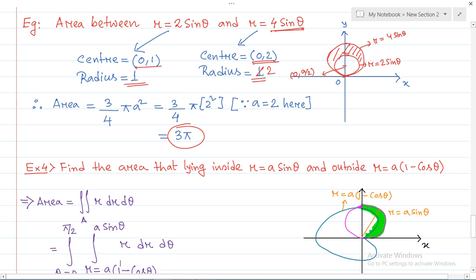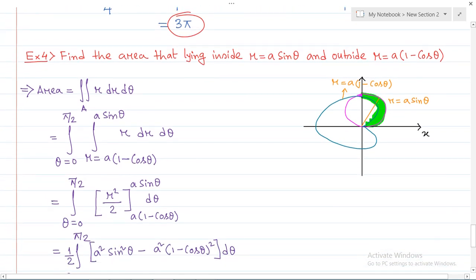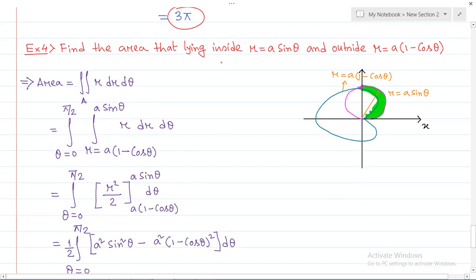This is the last question for today's lecture. We have to find the region lying inside the circle r equal to a sin theta and outside the cardioid r equal to a into 1 minus cos theta. This is the heart-shaped structure which is known as the cardioid. Here the cardioid is inside and the outer region is the circle. This green colored shaded region is the required region which we have to evaluate, the area of which we have to evaluate.